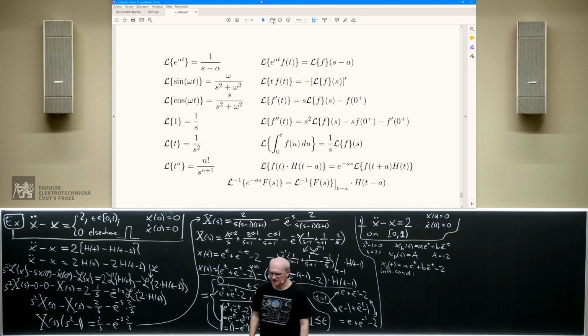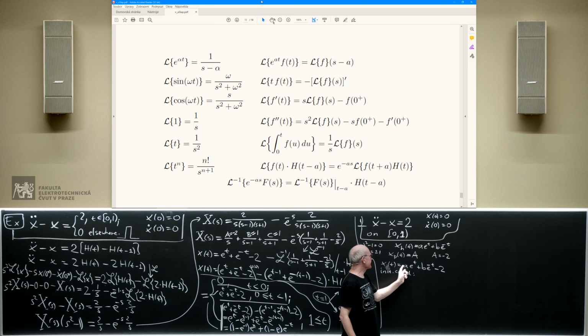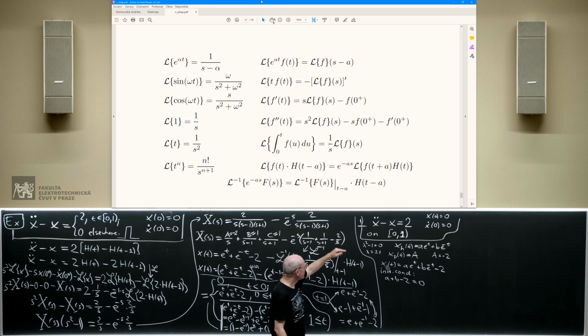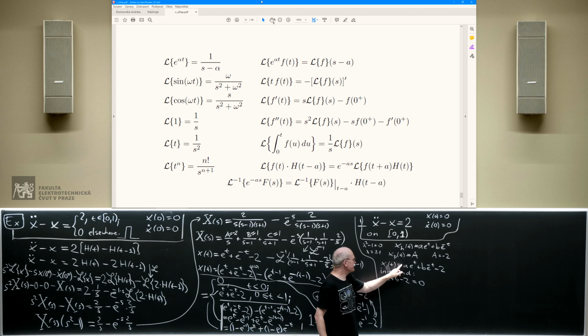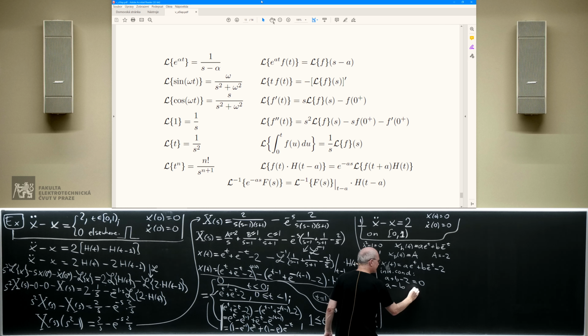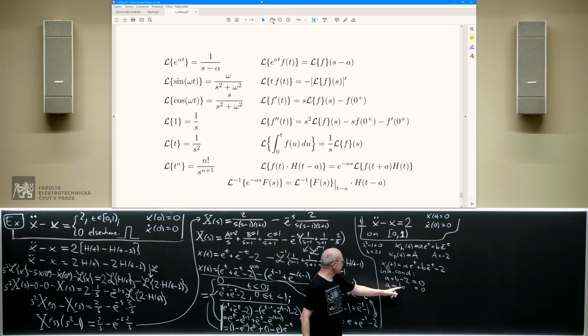So initial conditions say that when we substitute time 0 into this formula, we should get 0. So I'm substituting 0 for time, and I'm getting a plus b minus 2 is 0. So far, so good. The second initial condition says differentiate and then substitute 0. I'm differentiating, and this should also be 0. So a is b and must be 1.